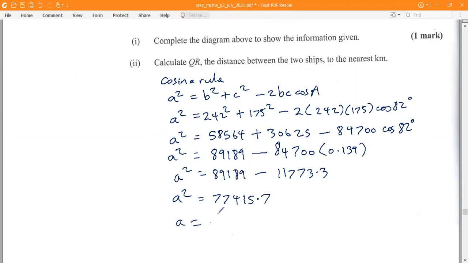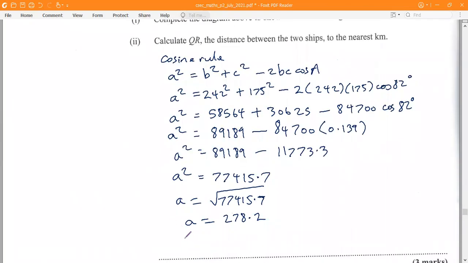So we square root both sides of the equation. Okay, so we square root this, and let's see what we get. All right, shift square root 77415.7. We get 278.2. Right, and they asked to give the answer to the nearest kilometer. So that's the nearest whole number. So this will be QR. It's 278 kilometers.